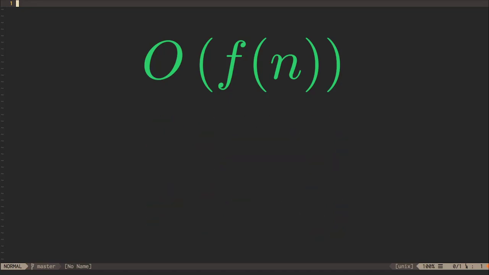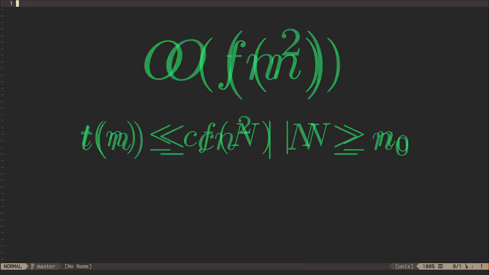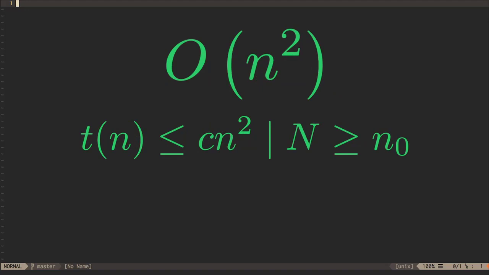The big O notation means that we can find positive constants that satisfy this inequality. For whatever f of n is, we can find a value of n beyond which our algorithm's runtime is always less than f of n. For example, if f of n is n squared, this means we can find a value of n beyond which the running time of our algorithm is always less than n squared times whatever the positive constant c is.